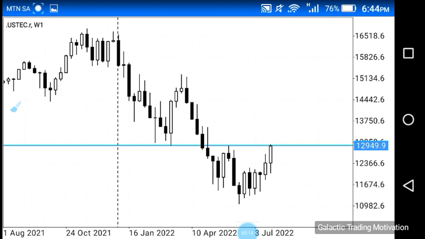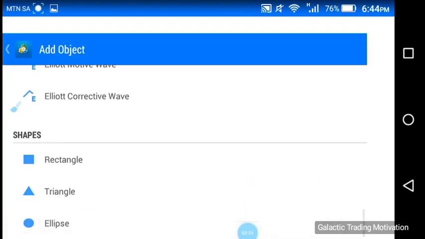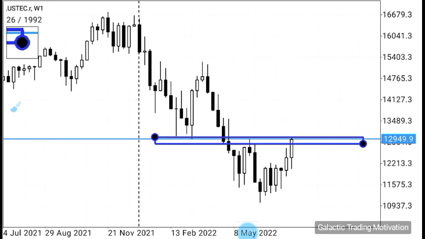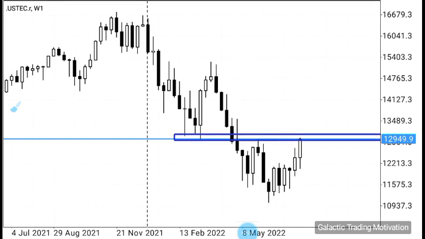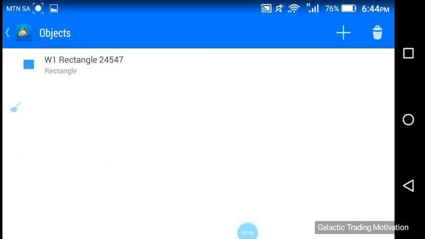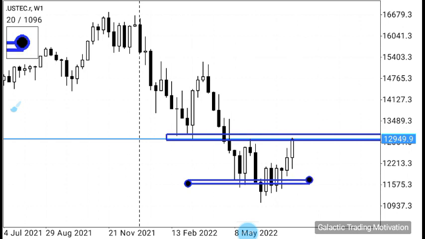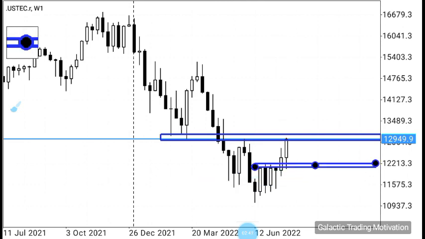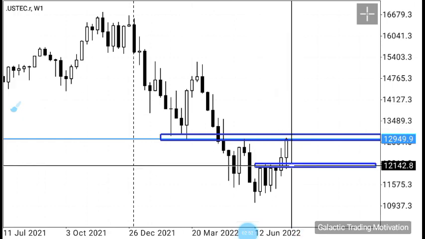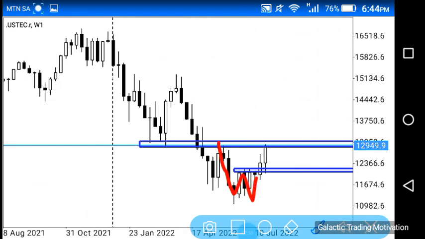However, before I do so, I'm just going to add the various levels that I've been speaking about. I'm going to start with the resistance area over here, which is also the neckline of that huge M structure that I spoke about, right? And then I'm going to mark the support area over here. Not only is this level a support area, it's also the neckline of this W structure that I spoke about, which is over here, right?